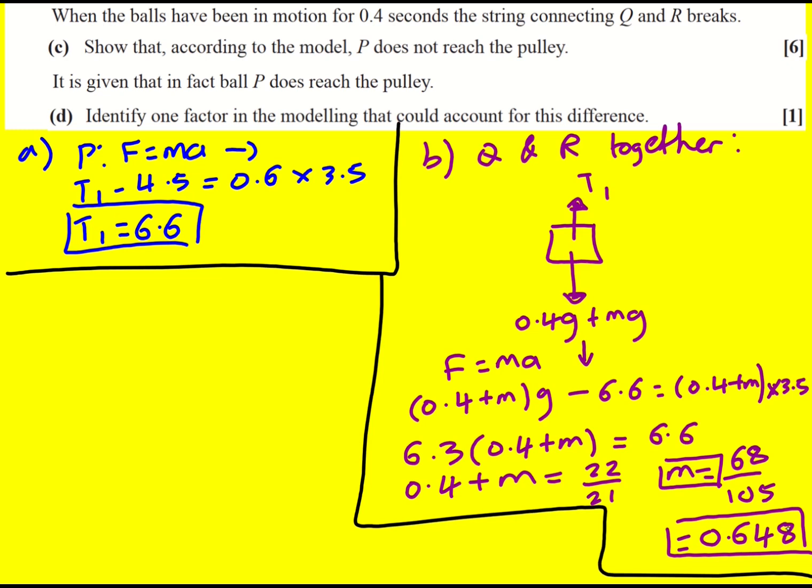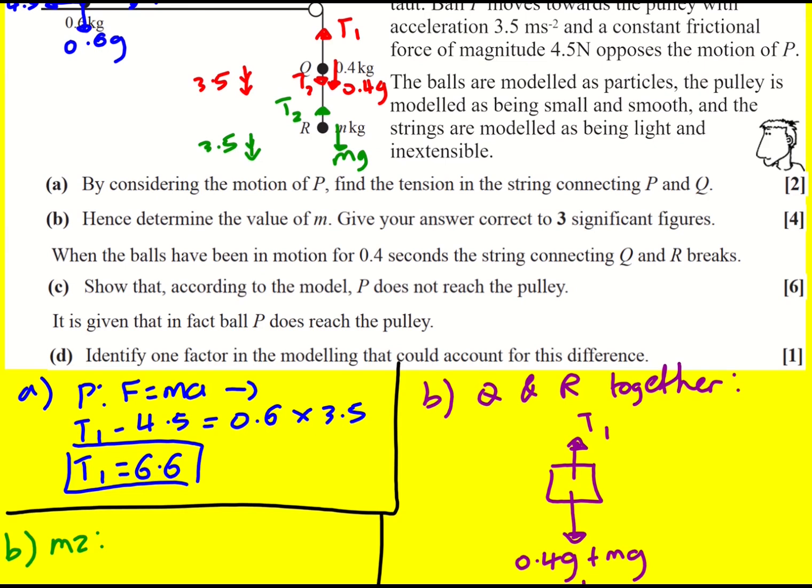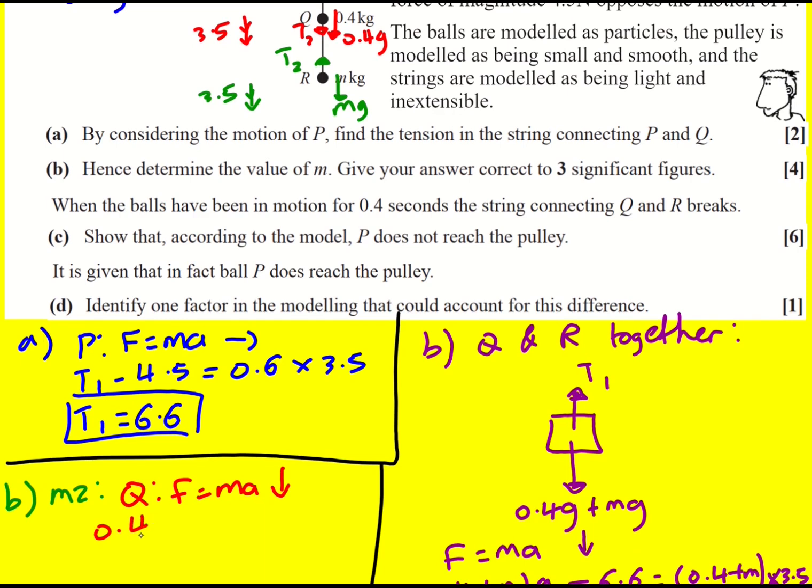Let me just show you another way we could have done that question. So this is like B method 2. And it comes back to treating them separately. So I can look at Q, apply F equals ma downwards, and I'm going to get 0.4g plus T2 minus T1, which remember was 6.6, equals 0.4a, where a was 3.5.